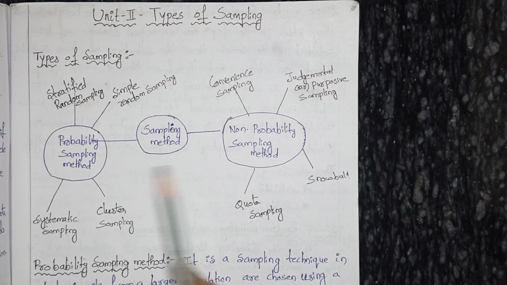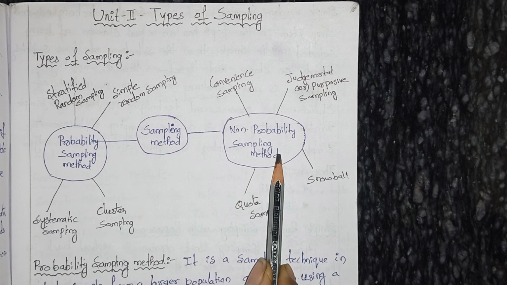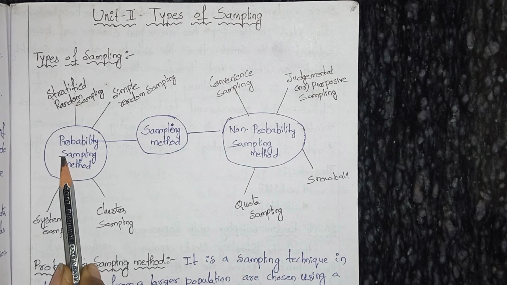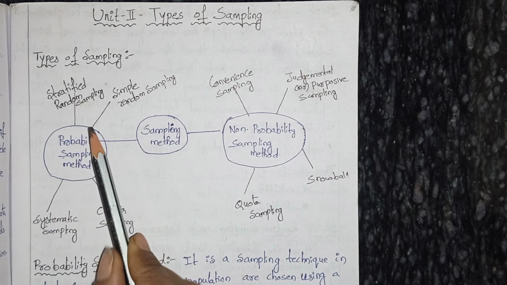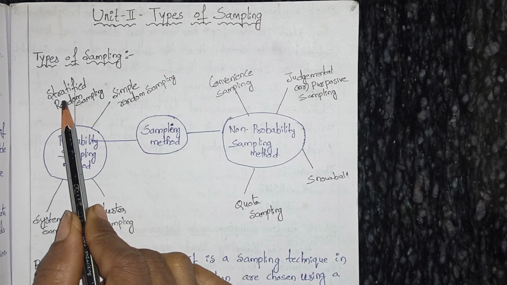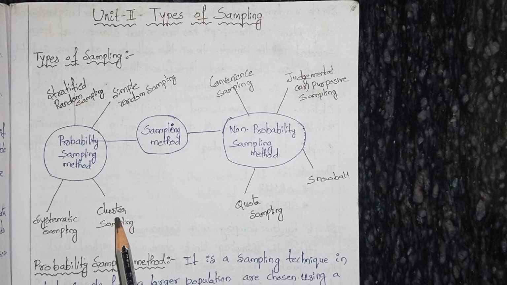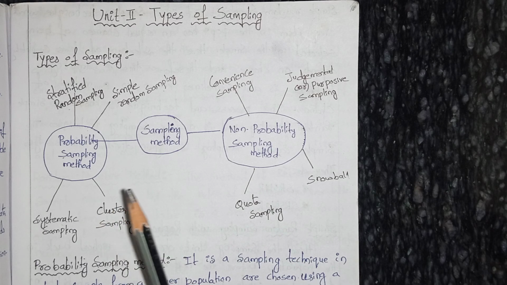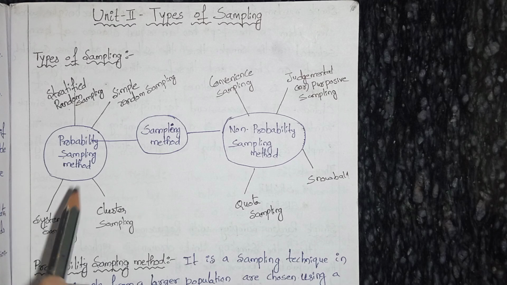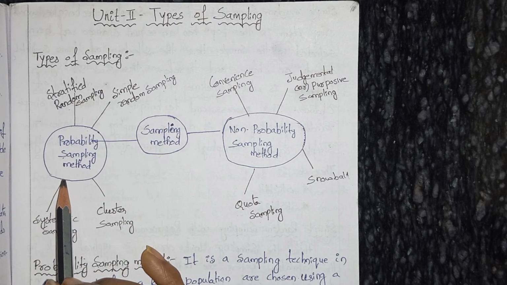See, the sampling is divided into two types: one is probability sampling and the other is non-probability sampling. Under probability sampling, we have different types. The first one is simple random sampling, the next is stratified random sampling, the next is systematic random sampling, and the next is cluster sampling. We have many more, but related to our syllabus, these are the topics covered under probability sampling.